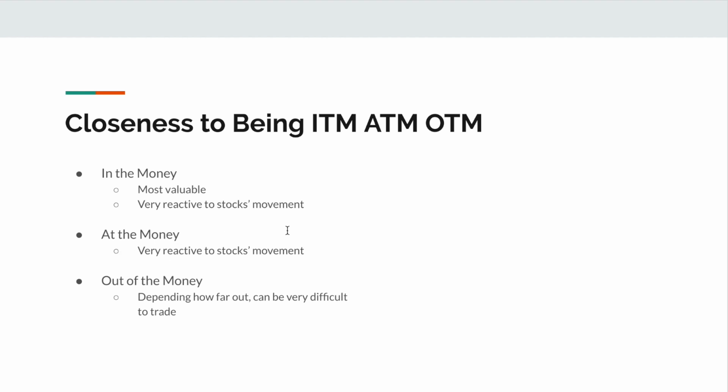So as the stock's price is closer to the strike price, you're going to see the option value fluctuate right when that price fluctuates. When you drift further out of the money, delta and gamma are going to be lower. Therefore, it can be very difficult to trade because you're not going to be moving up and down as the stock moves up and down. We'll jump into an example that can really put this together for you.